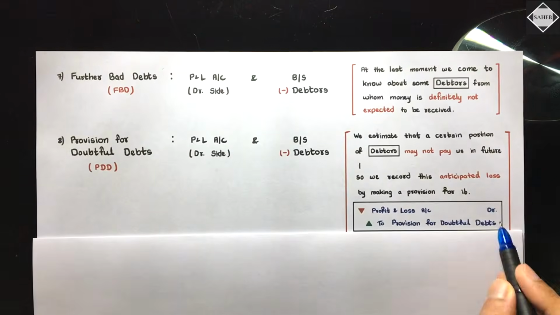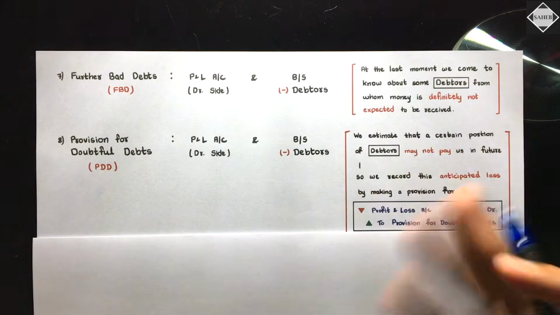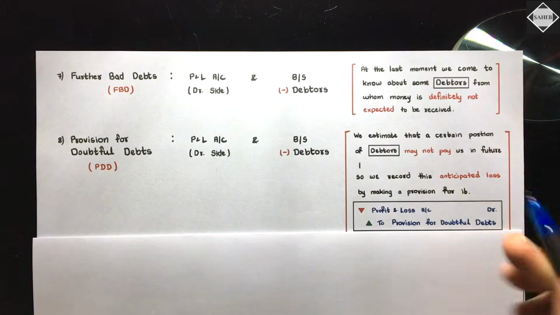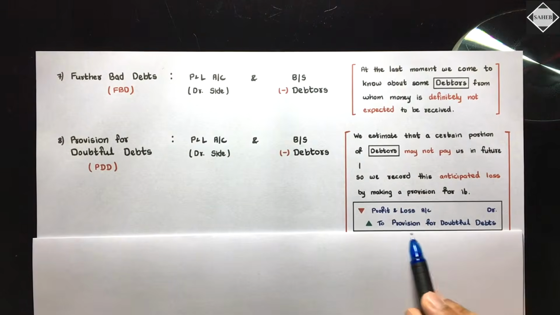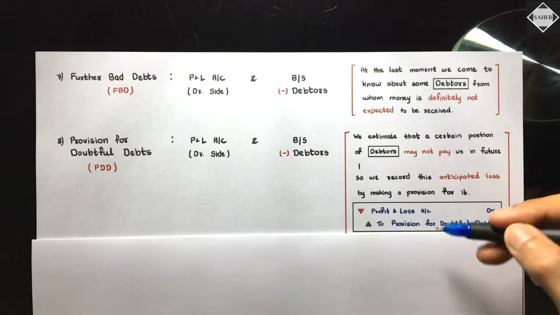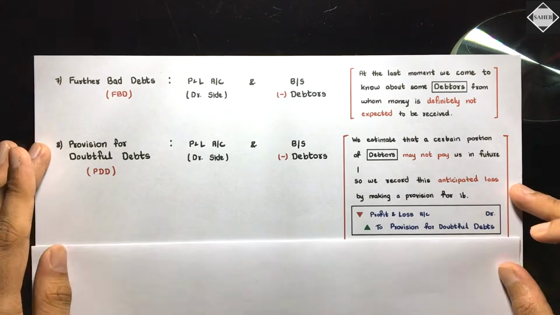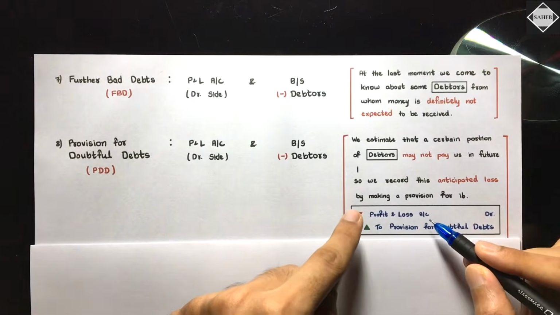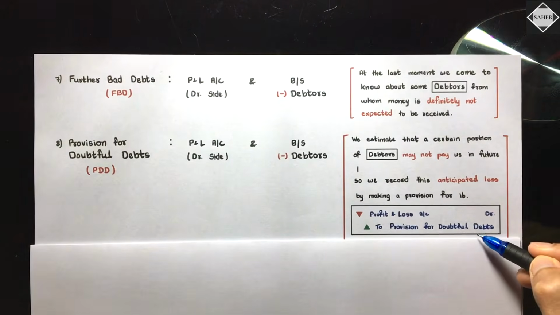Profit and loss account debit. Provision is a charge against profit. Whether you have a profit or not doesn't matter. In profit and loss account you will debit it, right? Like this, profit and loss account debit to provision for doubtful debt. This is the adjusting entry. You don't have to pass this entry, we'll do it directly in the financial statement, but here I'm showing you the logic.